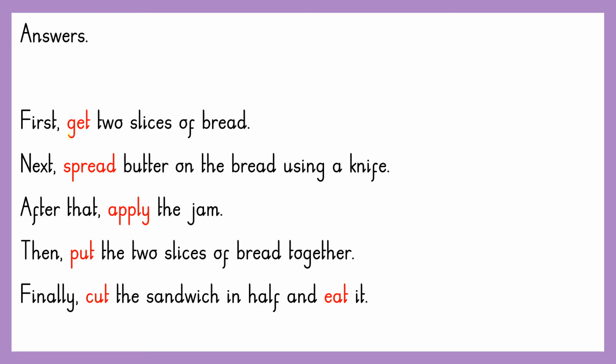So first, get 2 slices of bread. Next, spread butter on the bread using a knife. After that, apply the jam. Then put the 2 slices of bread together. Finally, cut the sandwich in half and eat it. Now, well done if you managed to get that last one. That was a little trick to see if you noticed any extra imperative verbs.